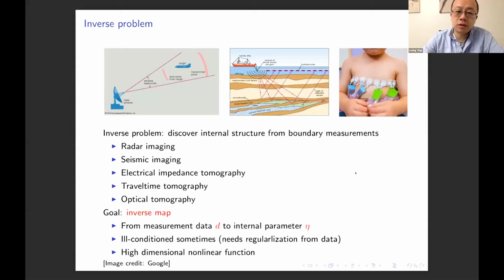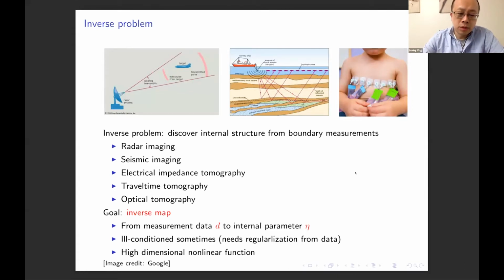At the top of the slide, I try to show several examples. The first example is radar imaging, where you have a radar station sending electromagnetic waves, trying to detect the shape of an incoming airplane, for example. The second image is seismic imaging of the ocean, where you have these geophones sending out acoustic waves, and then you have receivers on the cable trying to receive this wave and detect the underneath structure. The last picture shows that inverse problems also play an extremely important role in medical imaging.